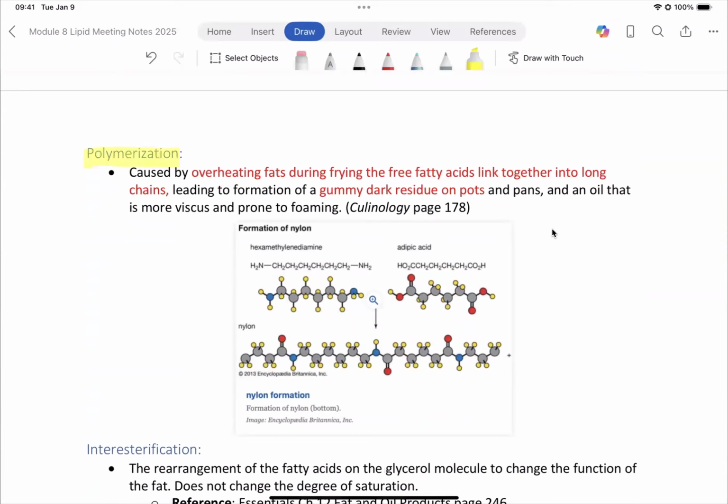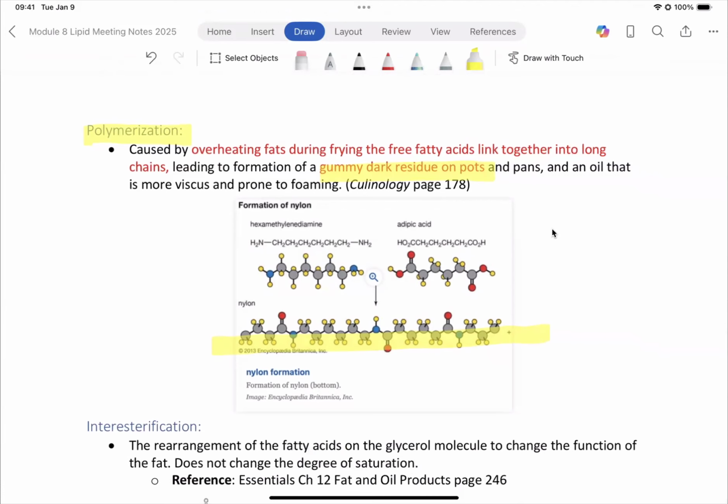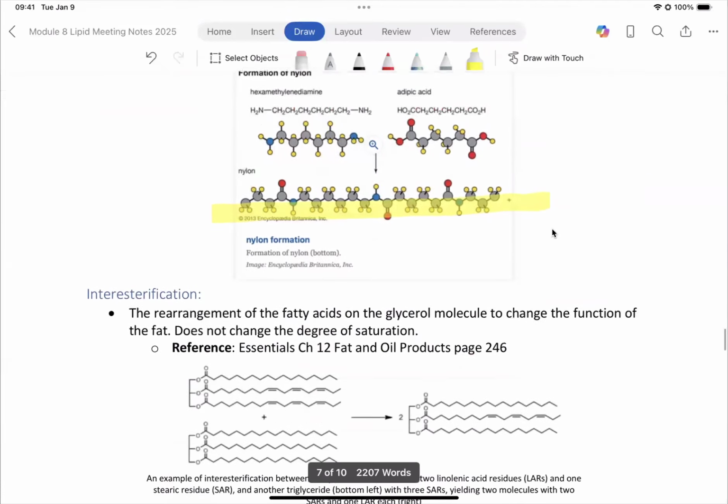Polymerization is an interesting one. So that's overheating fats during frying. Polymerization is the sticky, gummy stuff that's on the outside of your fryer. Right? So overheating fats during frying, the fatty acids link together in long chains like this one right here. And they get really gummy and more viscous, so that's the yucky gummy stuff on your pots that's almost impossible to get rid of. That's called polymerization.